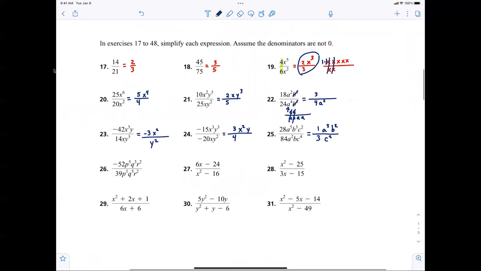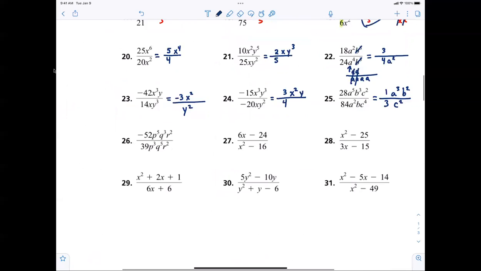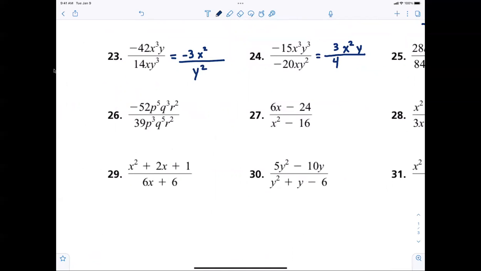All right, let's now take a look at 26. I'll give you 30 seconds. Go. No talking. Let's get it done. Fifteen seconds. Five seconds.